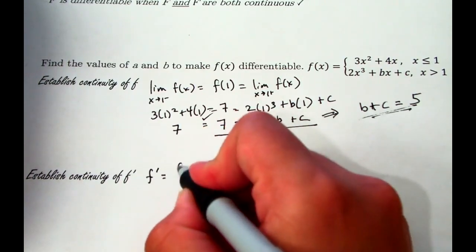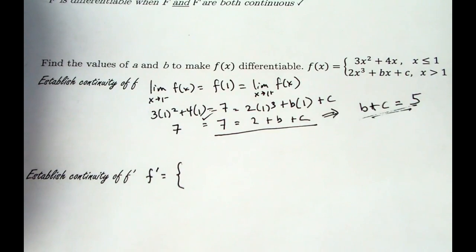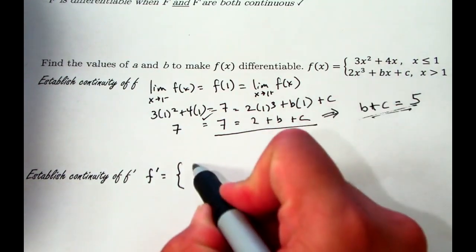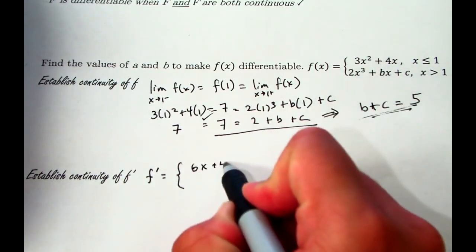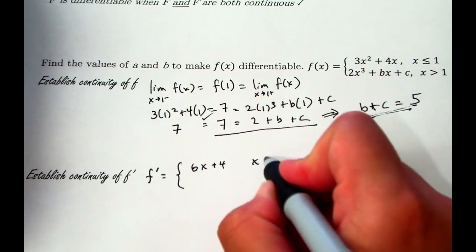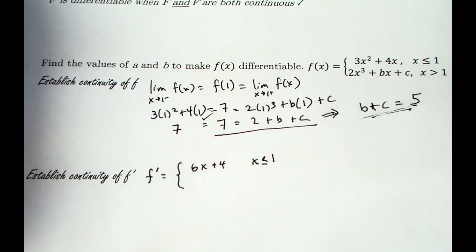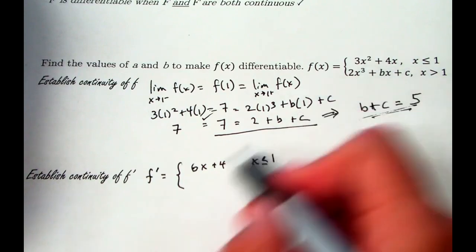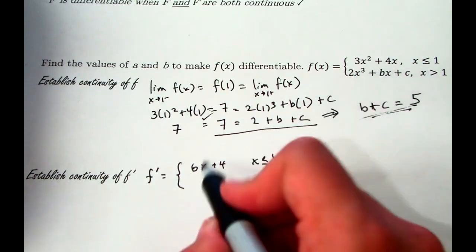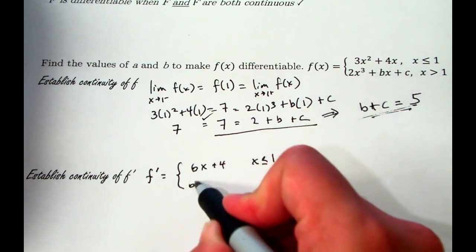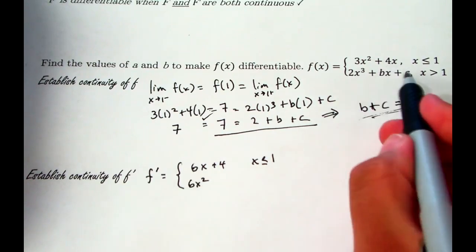So f prime is going to equal the derivative of each piece. Using the power rule here, you get 6x plus 4, and that's valid when x is less than or equal to 1. And on the other one, once again, I've got to be a little careful here, you've got 6x squared plus bx.